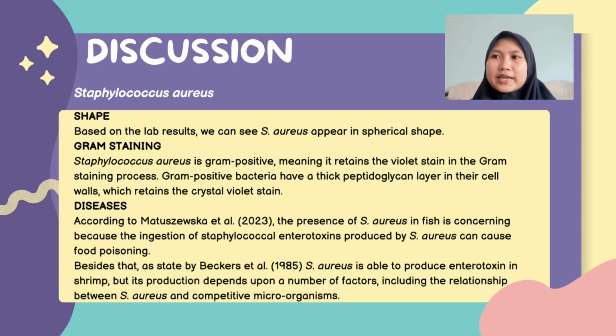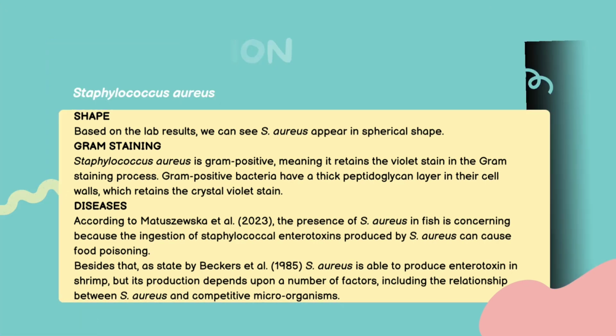aureus. Besides that, as stated by Bakers et al. 1985, Staphylococcus aureus is able to produce enterotoxin in shrimp, but its production depends upon a number of factors, including the relationship between Staphylococcus aureus and competitive microorganisms. Next is E. coli.